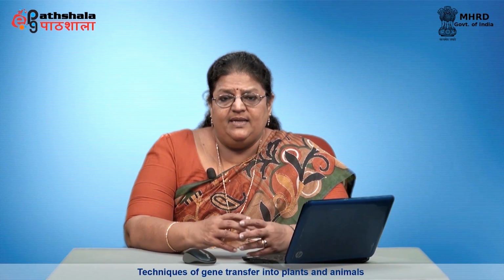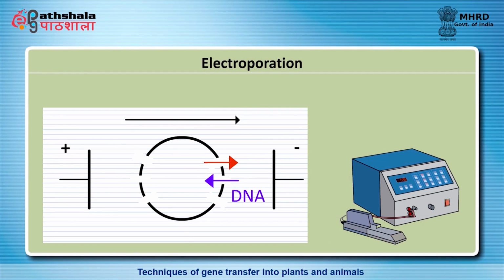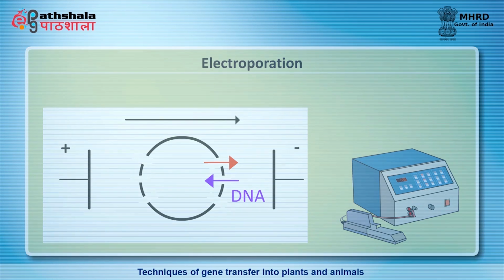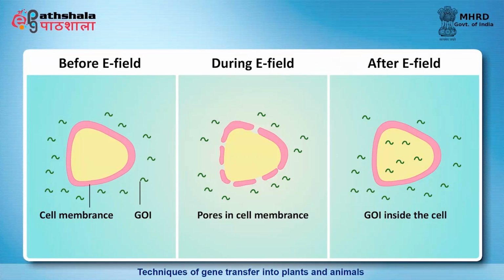The second technique that we shall consider is electroporation. Electroporation, as the name implies, involves the generation of pores using an electric current. When pulses of high voltage electricity are applied to the plant cells, transient pores or holes are formed in the surface of the plant cell.